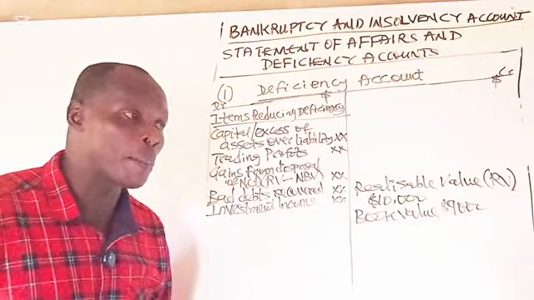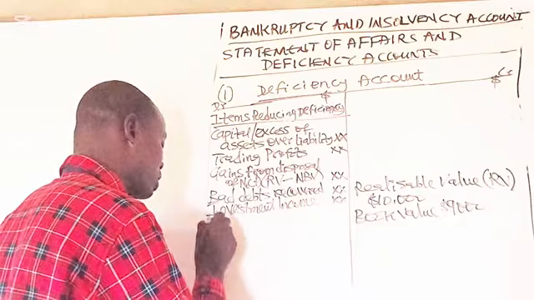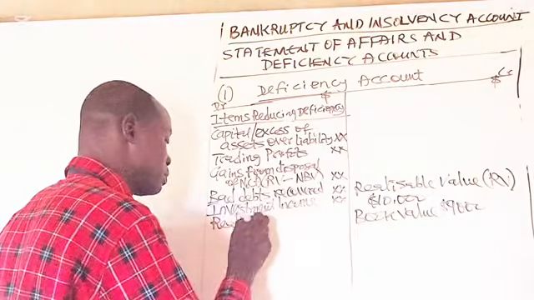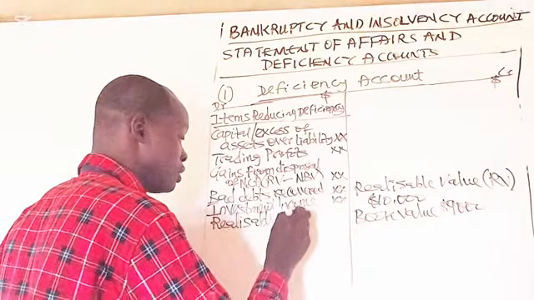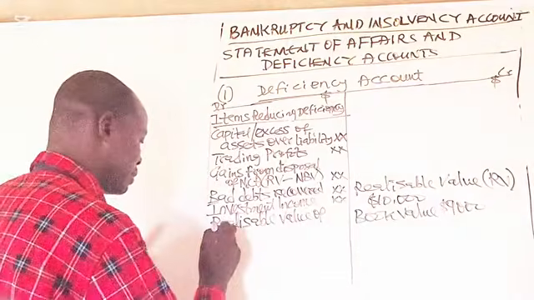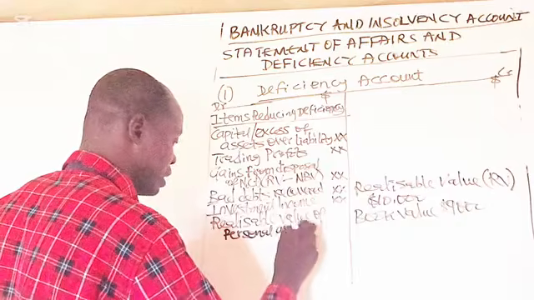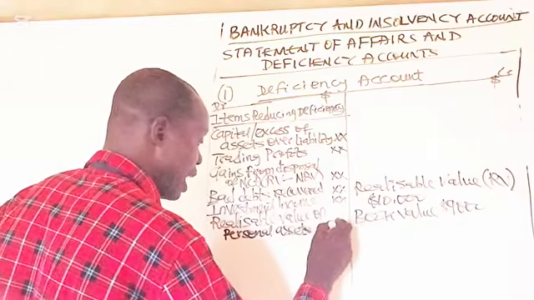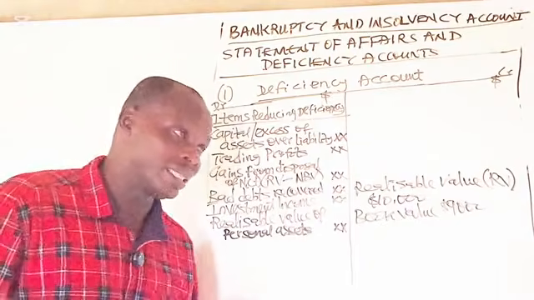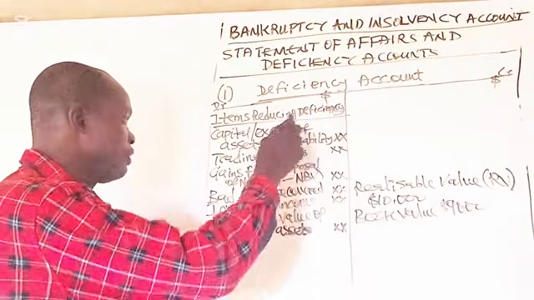Realizable value of personal assets. Where you have personal assets, their realizable value will be considered here, not the business assets this time around. So it will lead to a reduction in deficiency. These are the items that will lead to a reduction in deficiency.